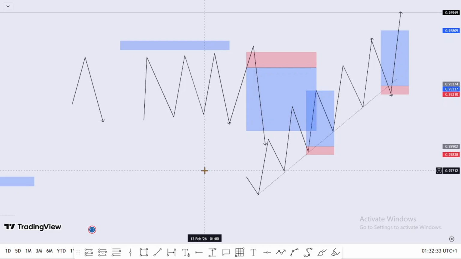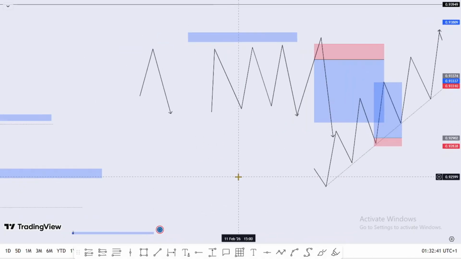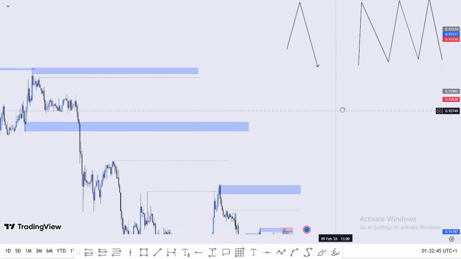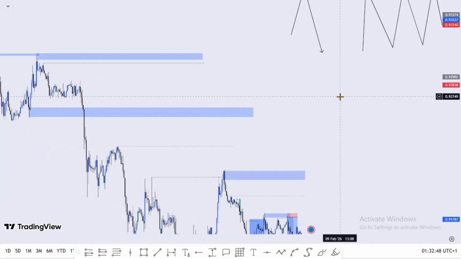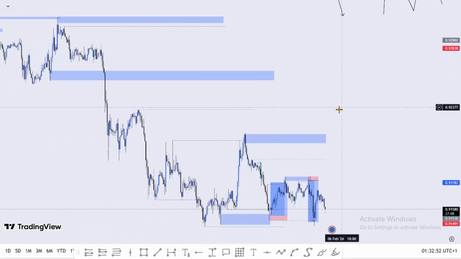And I'm going to show you guys how to take a setup. How do you take a high probability setup using this liquidity concept? You're going to learn a lot. My videos are not usually structured, but if you watch through the video, you're going to learn a lot.